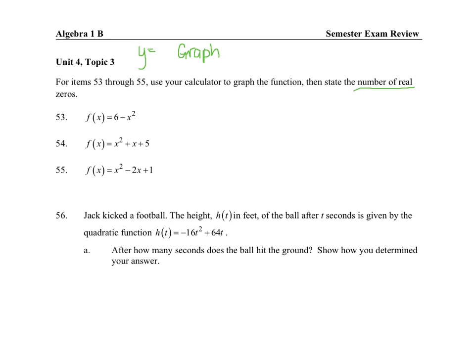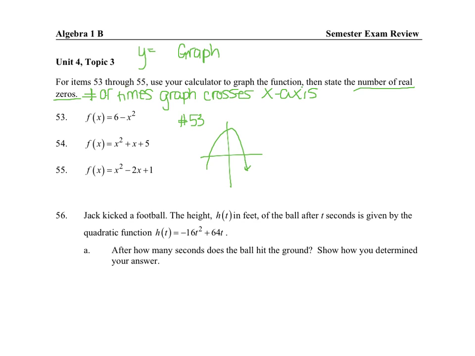The number of real zeros is the number of times the graph crosses the x-axis. Because if you remember, zeros are the same as solutions, which are the same as roots, which are the same as x-intercepts. So for 53, when we graph this, we get a graph that looks something like this.